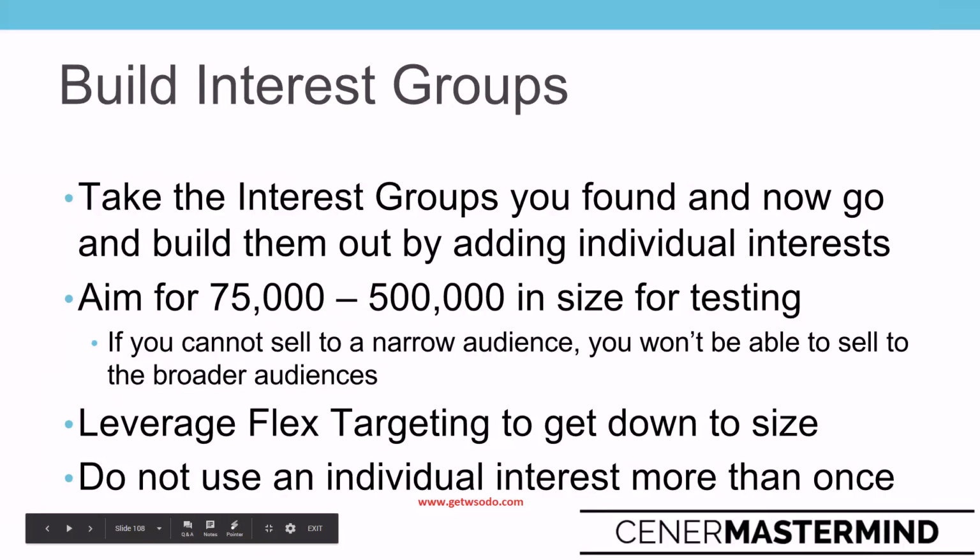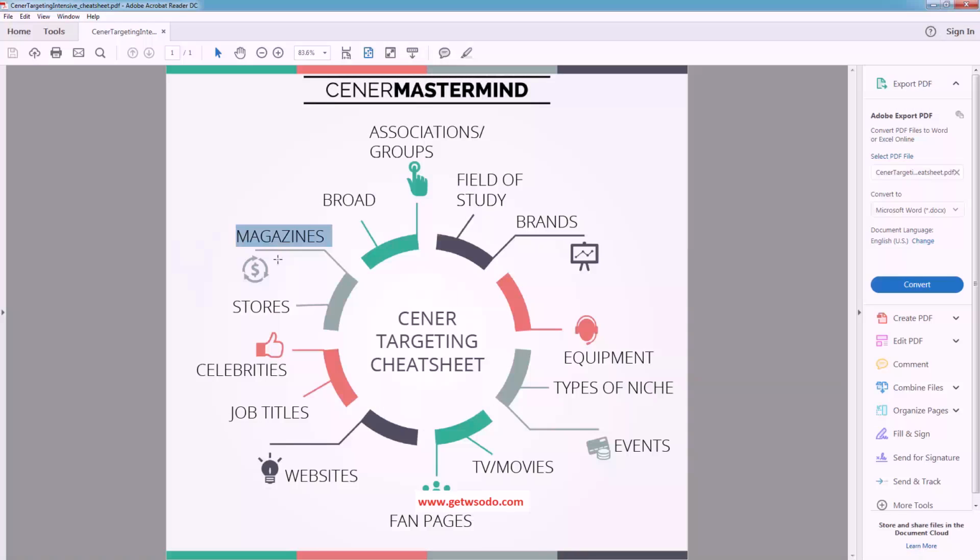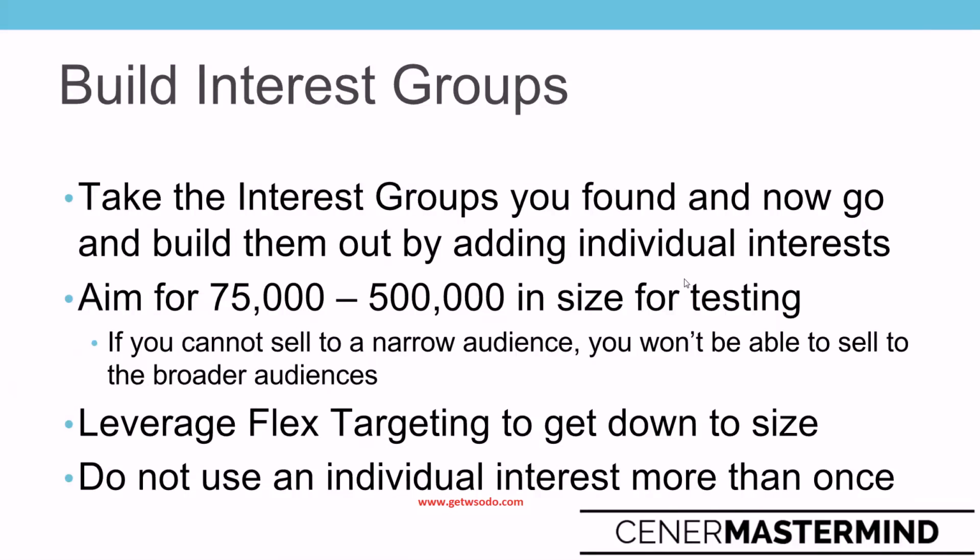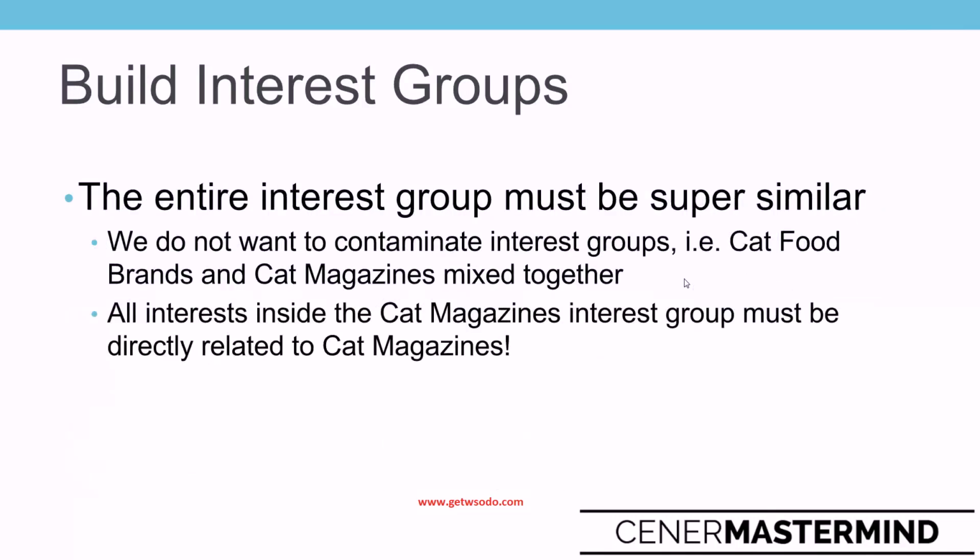Okay, so if you use Sports Illustrated and you put it in the magazine's interest group, that means you cannot put it in any other interest group. Okay, make sure that you remember that. Once you use an interest, you're never going to use it again in any other interest group. Okay, and this is an obvious one. The entire interest group must be super similar. Okay, we're not going to contaminate interest groups. We're not going to have a cat food brand and a cat magazine mixed together. All interests inside the cat magazine interest group must be directly related to cat magazines, not similar to cat magazines, not things that people who read cat magazines might also like, just cat magazines.